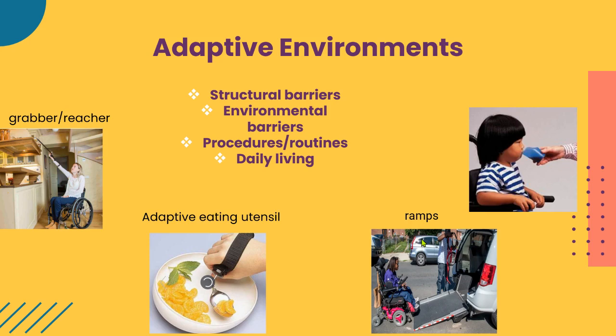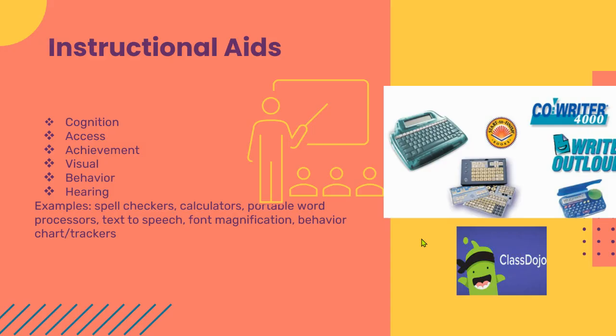We have another young lady here that is using a ramp to catch an Uber or a Lyft service so that she can go wherever she needs to go. We also have a lady here using a grabber to reach things that she could not herself stand up and acquire. And then we have instructional aids, which provide for cognition, access, achievement, visual behavior, and hearing. Examples could be spell checkers, calculators, portable word processors, text-to-speech, font magnification, behavior charts, and trackers.